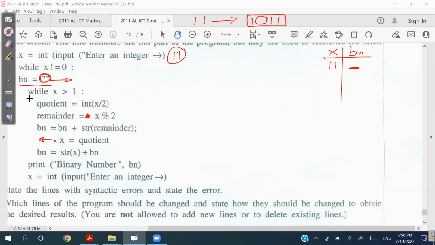So then they check while x is larger than 1. So yes, x is larger than 1. It says quotient. They are asking to take quotient, saying x divided by 2 and converting it to int. That means x divided by 2 will give you 5.5 because it is a division operator. Once it is converted into int, it will give you 5.